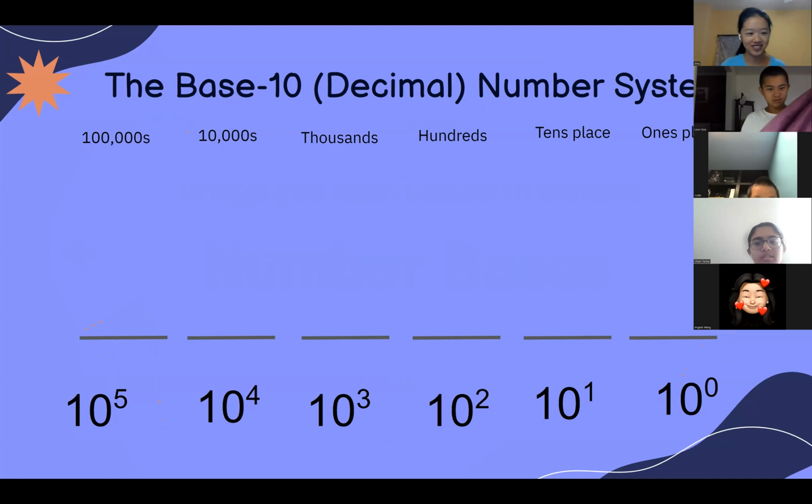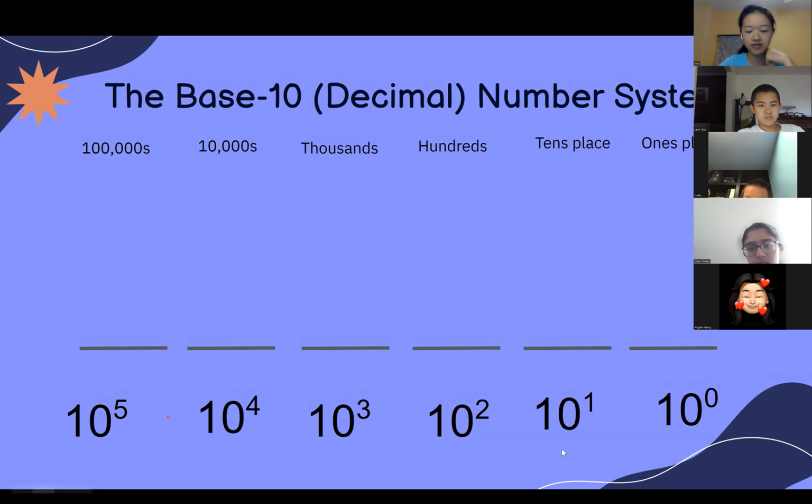Okay, so this is the base 10 number system. As you can see on the bottom, it shows 10 to the power of 0, 10 to the power of 1, 10 to the power of 2, and so on. These are the places for numbers. For example, think about the ones place, the tens place, the hundreds place, the thousands place, and so on. So basically, each digit represents a multiple of a power of 10.